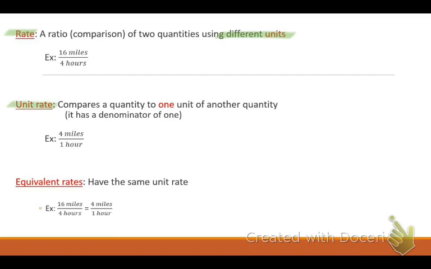Then you see a unit rate compares a quantity to 1 unit of another quantity. The denominator must be 1. So we see actually the same rate from the first example, but now my denominator is 1. If it's 16 miles in 4 hours, it would be 4 miles in 1 hour. I'll show you in a minute how we're going to solve for that. Then in the last example today, we're going to talk about equivalent rates. Equivalent rates have the same unit rate. Again, this will make more sense when we get to that example. So just fill in your terms for now, and we'll fill in the missing pieces in the examples.